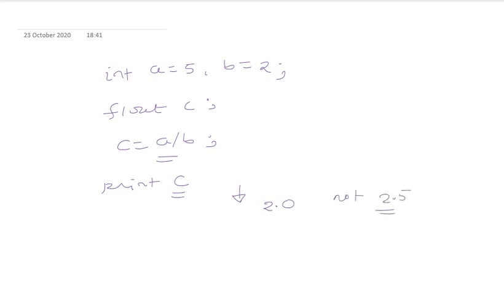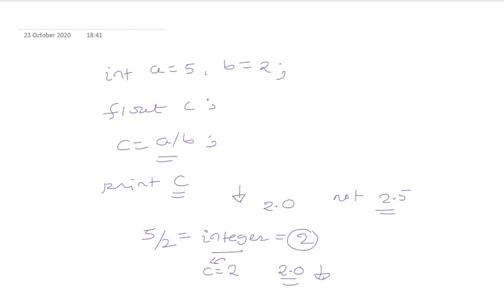Why? Because the concept of implicit conversion comes into picture here. When an integer 5 divides another integer 2, integer by integer is integer in programming. This is an important fact you should remember. So the result will be 2. And since you are assigning to a floating point variable, it will get automatically converted to float. So it becomes 2.0 and this way you get the output.